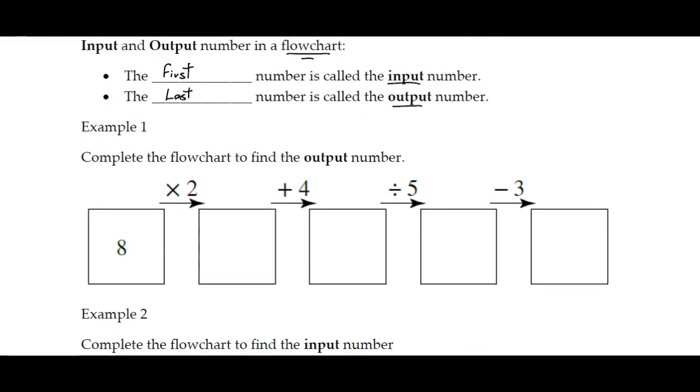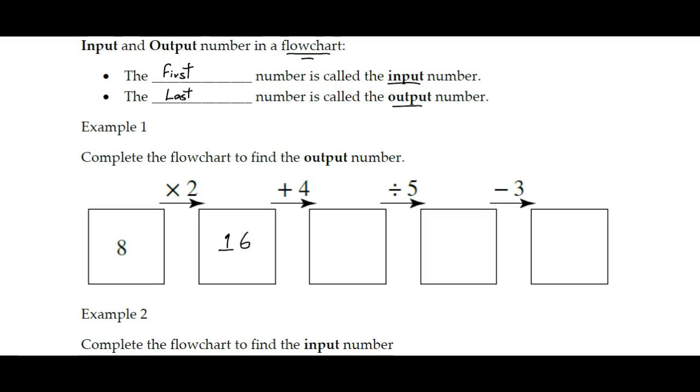They want us to complete the flowchart to find the output number. As I can see, the first number in my flowchart is 8. So what is 8 then? 8 becomes our input number. What's the first thing they want us to do? They want us to multiply it by 2. So what do we have? 8 times 2 gives us 16, which is going to be the second number in our flowchart.